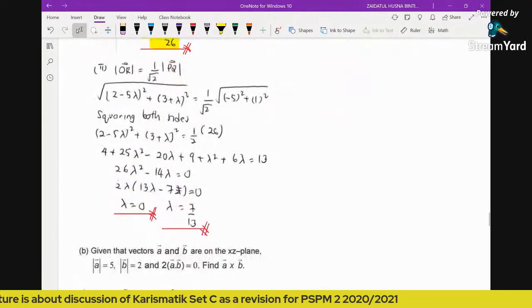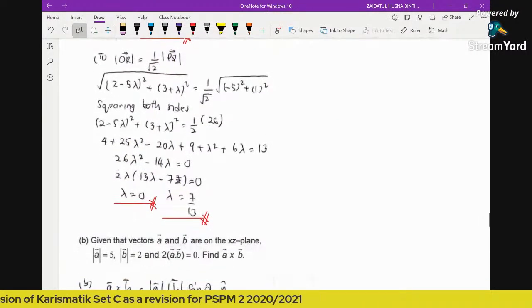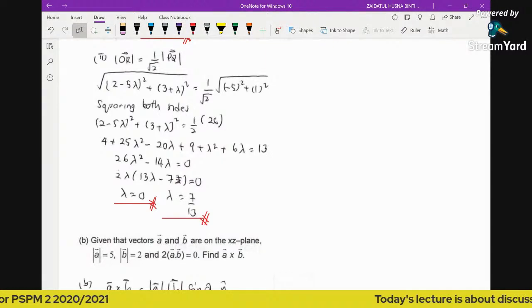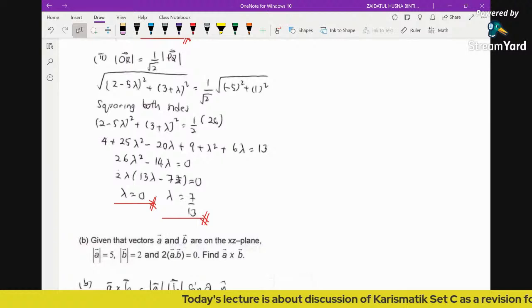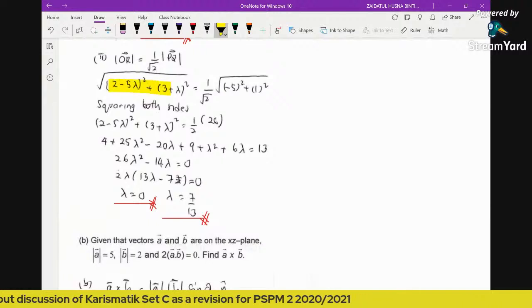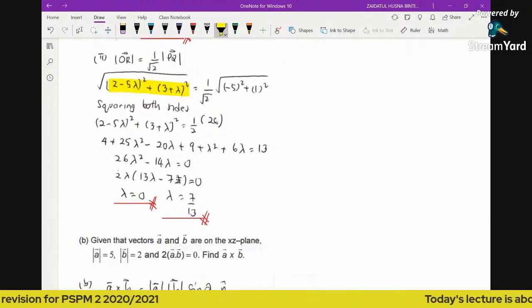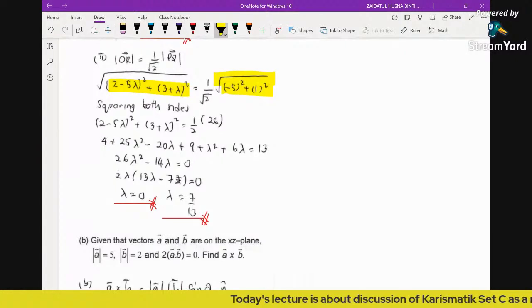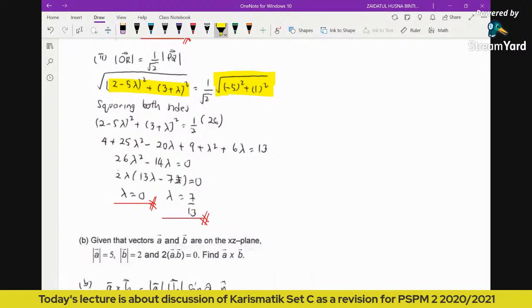Next, find the values of lambda provided that the magnitude of OR is equal to 1 over root 2 multiplied by the magnitude of PQ. So now you already have OR, with lambda still unknown. Now we just plug in the magnitude. We square each component and find the sum. And here also this is the magnitude of PQ, square root of this. Then square both sides to get rid of the square root, and you will get this.